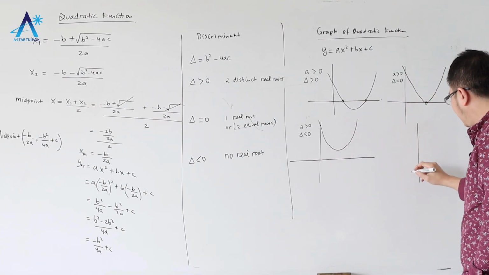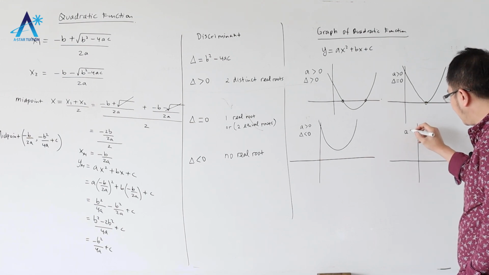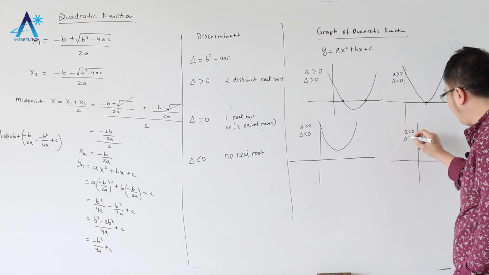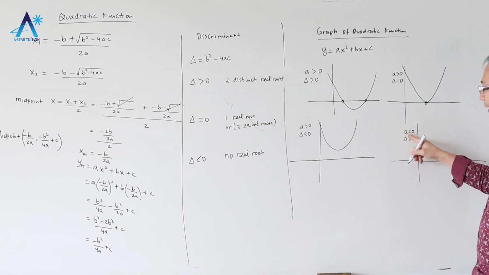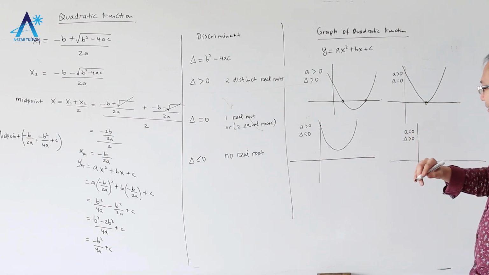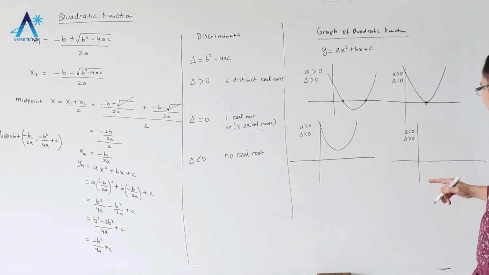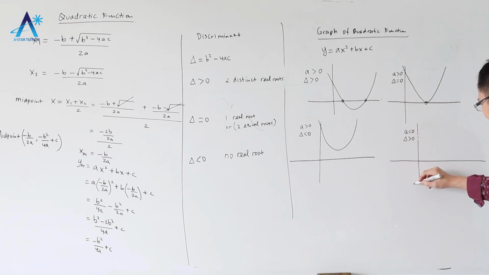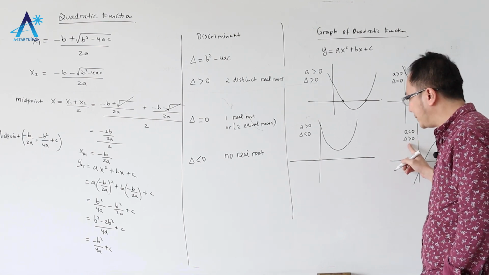Next condition is for a negative value of a, while the discriminant is positive. When a is negative, the graph of the quadratic function has to be concave down, while there are two distinct real roots, so it's going to look like this. This is the general graph of a quadratic function having the following properties.